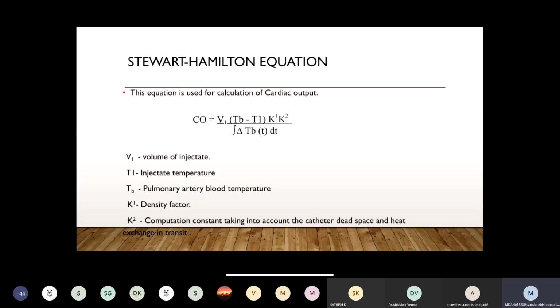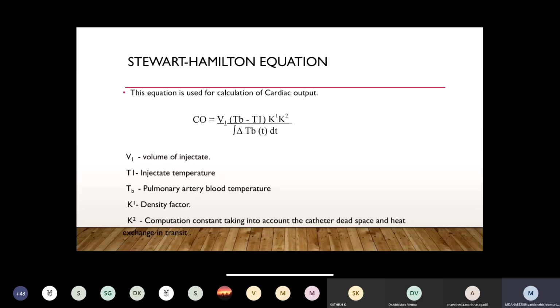The Stewart-Hamilton equation. This is the equation which we use to measure the cardiac output by use of the pulmonary thermodilution curve. Here, cardiac output is equal to the volume of inject into blood and inject temperature difference, into K1, that is the density factor, which is nothing but the specific gravity and specific heat of inject divided by specific gravity and specific heat of the blood. And K2, the computation constant, taking into account the catheter dead space and the heat exchange in the transit.